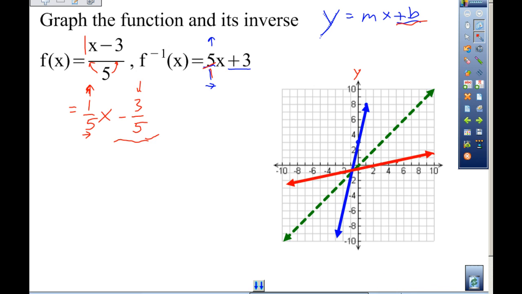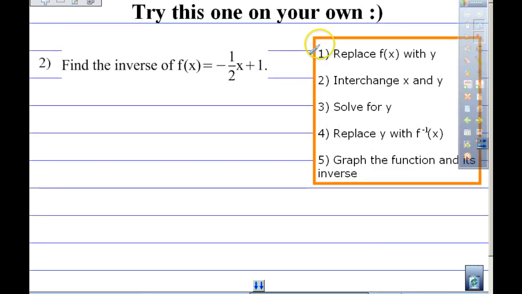All right, so let's have you guys practice a little bit. Try this out. Find the inverse, following all the steps. Just prove to yourself you can get that.